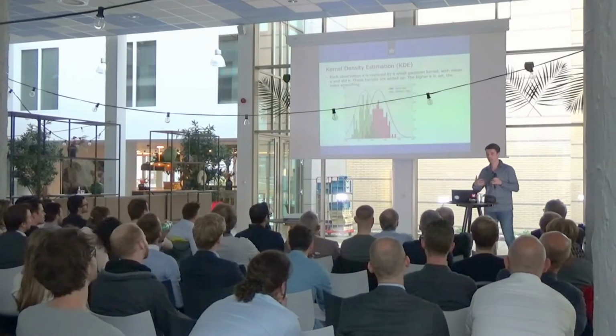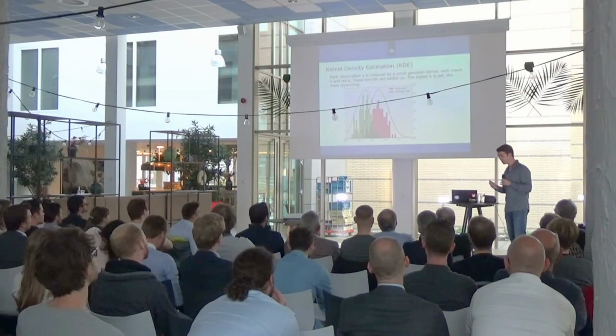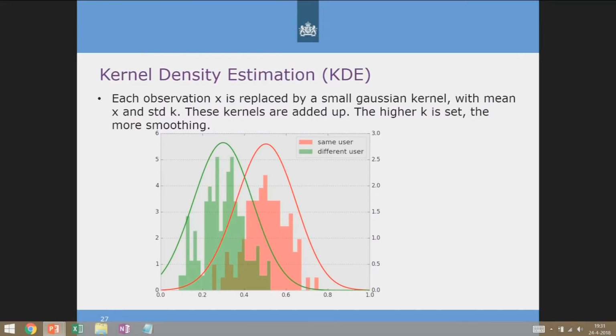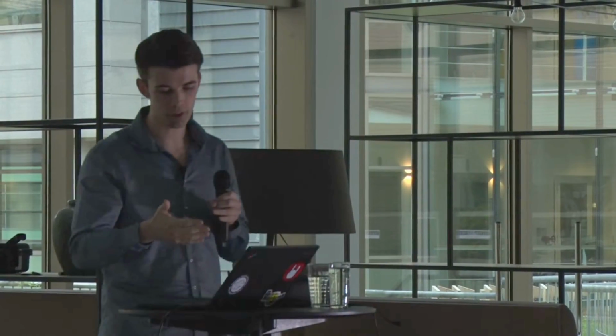So we need to apply a smoothing operation. One option is kernel density estimation. In kernel density estimation, you replace all your observations by very small Gaussian kernels that have the mean of the observation, but they also have a little bit of a variance. And these Gaussian kernels you can then add together to get a very nice smooth distribution.